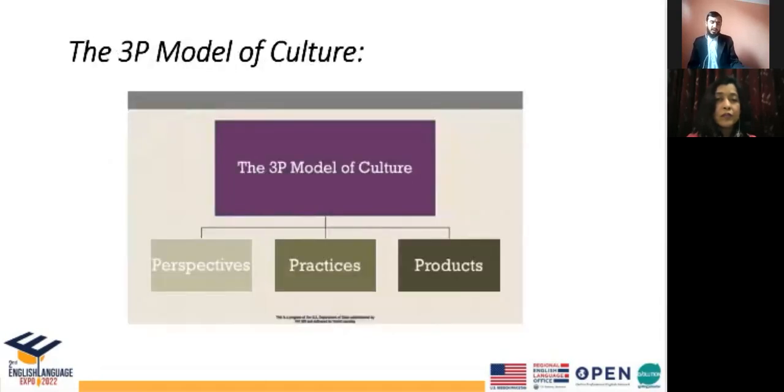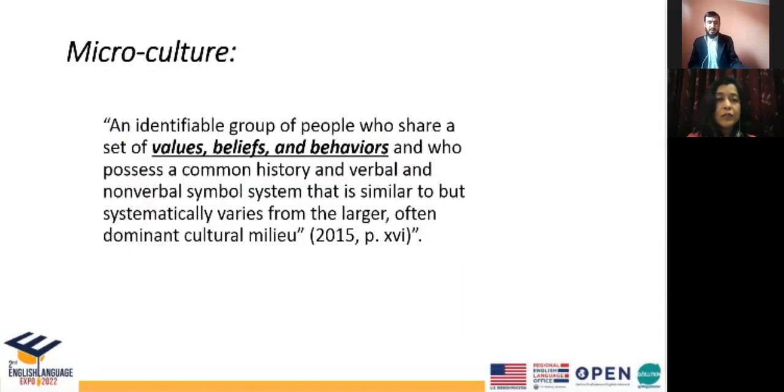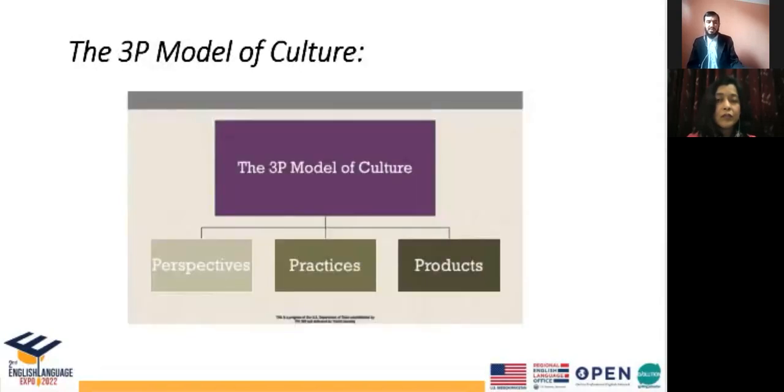Now, let me discuss with you the 3P model. The values, beliefs, and behavior that we discussed for microculture are actually the perspectives, the practices, and the products. For this concept, we have a unique terminology, and this terminology is known as the 3P model. The 3Ps that we have: perspectives, practices, and products.